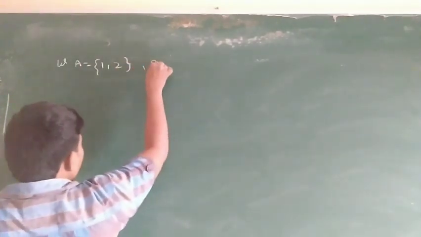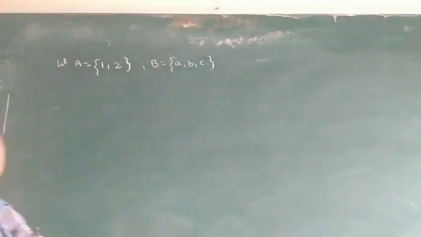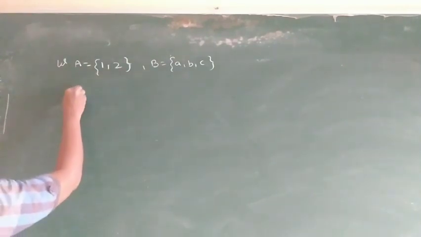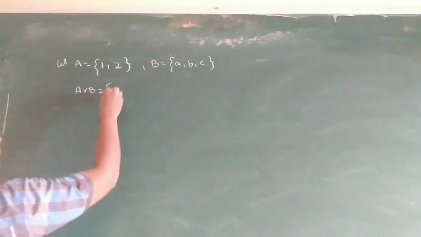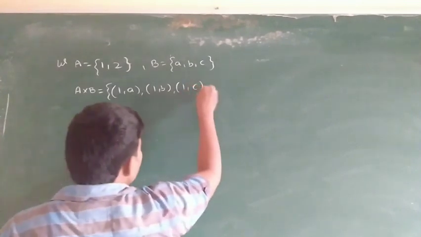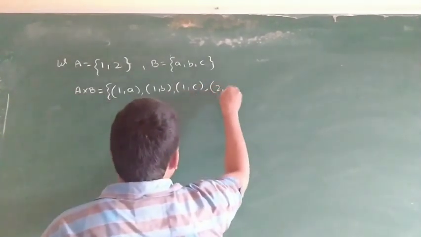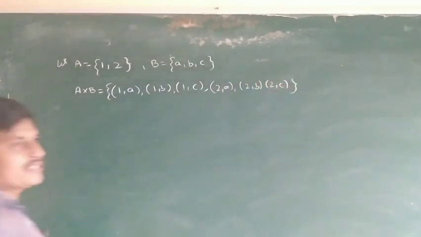Explanation. Let A equal 1, 2. B equals a, b, c. So, what is A cross B? A cross B equals 1a, 1b, 1c. Next, 2a, 2b, 2c. This is A cross B.